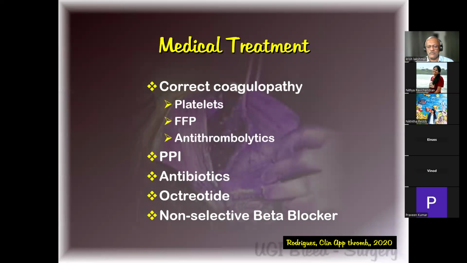Certainly, none of this will be given orally if the patient has an active upper GI bleed, right? So whatever can be given IV, you would give it. You would give platelets, FFP, you can give tranexamic acid, PPI, antibiotics, octreotide, but not a non-selective beta blocker. You can actually use it IV also. There is a thing called nadolol or labetalol, which can be used IV, but it's not that important because we have much stronger interventions available today than IV beta blockers.